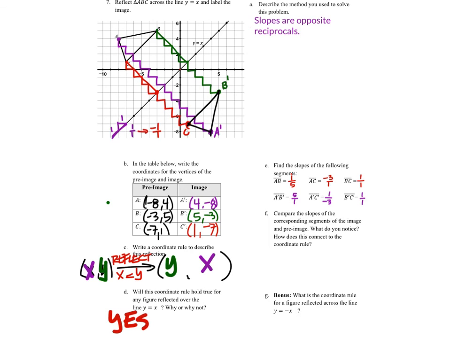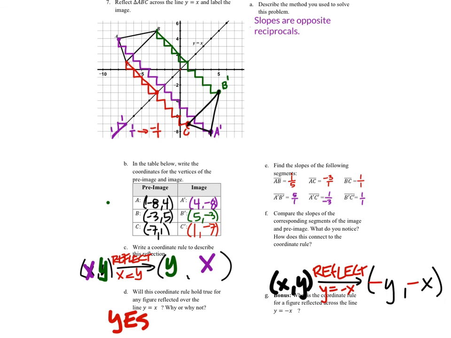All right, then G, the coordinate rule for a line reflected across the line y equals -x. That one's not too bad. Again, we're going to start with x and y, right? And we're going to reflect this over y equals -x. So we're going to switch the y and the x again, but now that it's a -x, we're going to make these negatives as well.